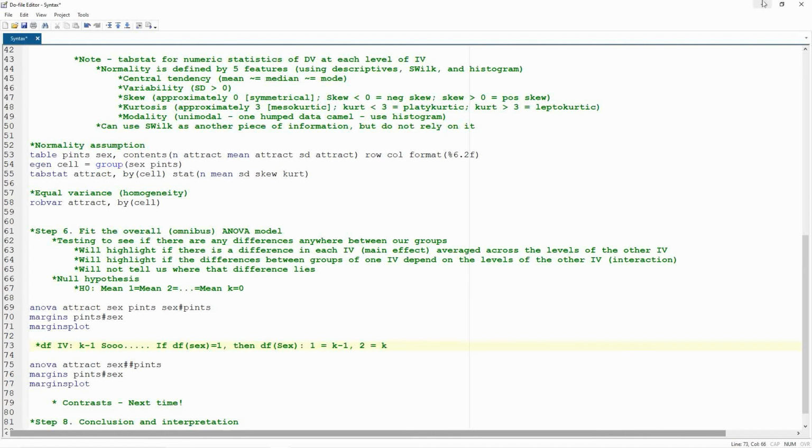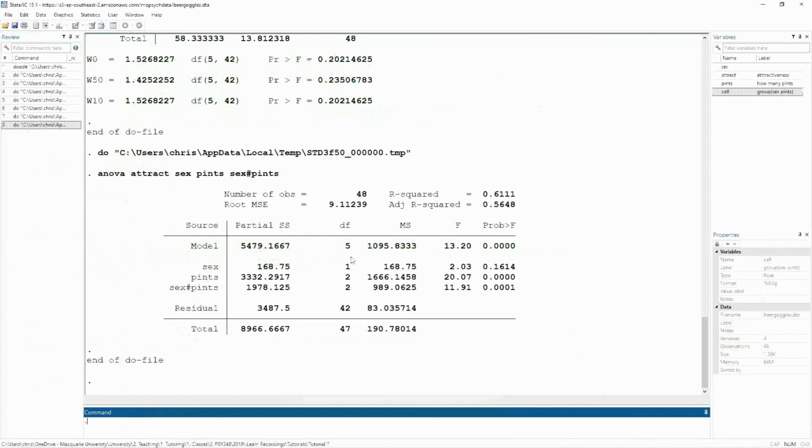So using that little bit of algebra, I can actually reverse engineer the number of groups. Whenever you know the degrees of freedom, you can figure out the number of groups by adding 1. So sex has degrees of freedom of 1, I add 1, that tells me that k equals 2. Or in other words, that there are 2 groups for gender. For pints, 2 plus 1 would be 3. This doesn't work for the interaction.